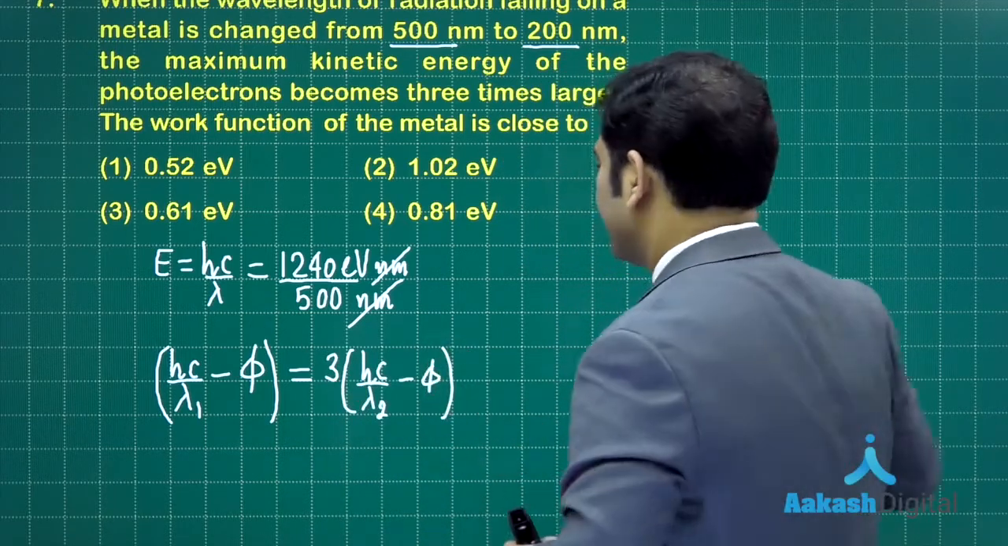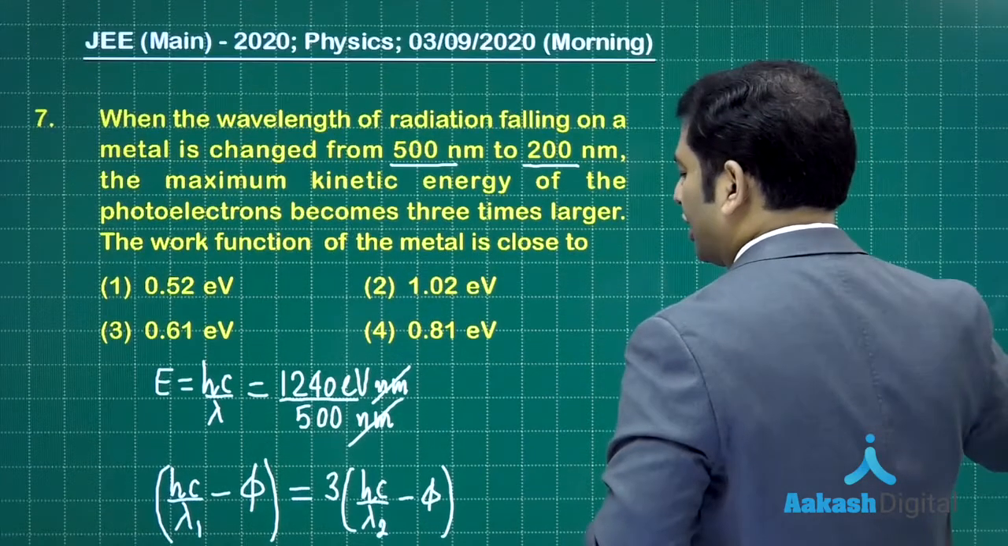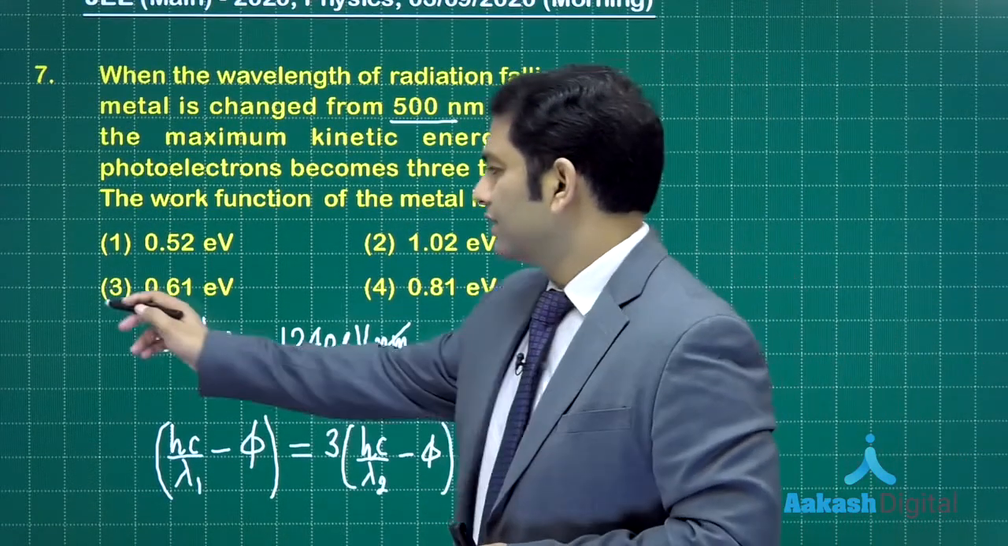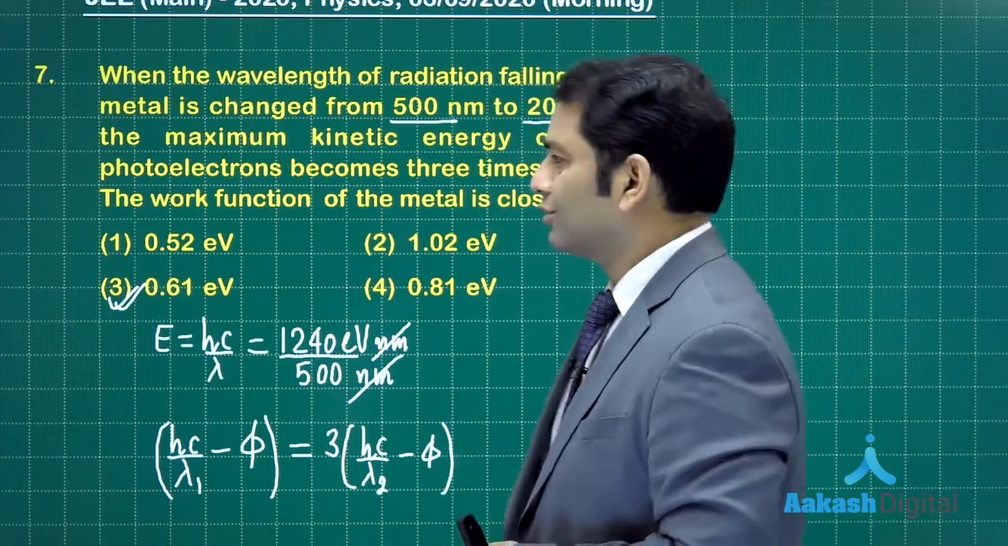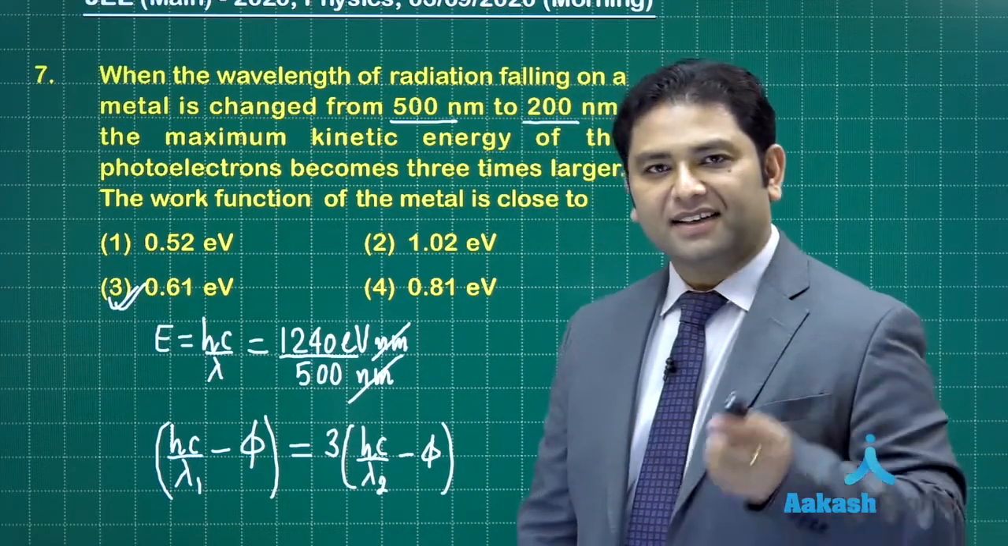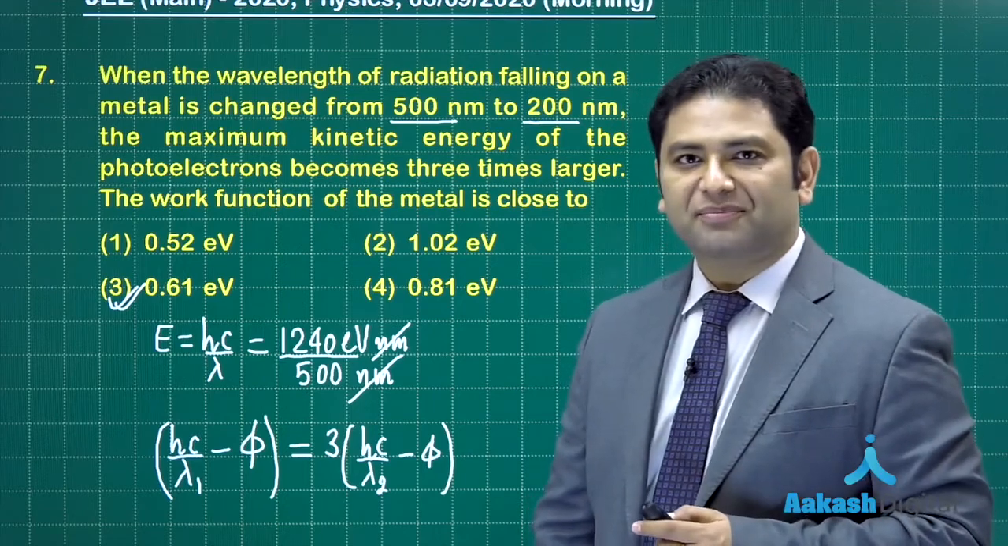Now this is what you need to consider and solve, and when you solve that, phi, the value of the work function, will be 0.61 electron volt. So option number 3 is the correct one. Let's go to the 8th question.